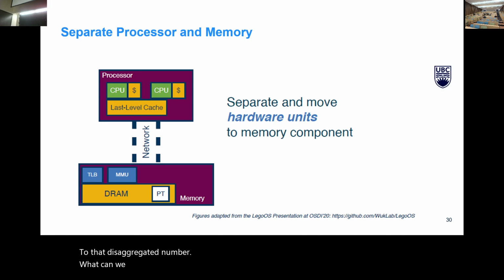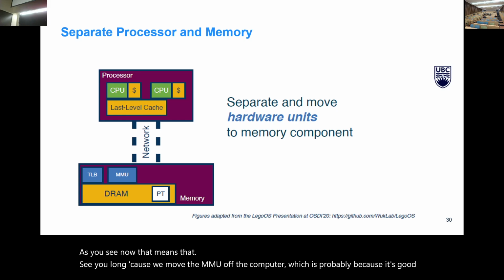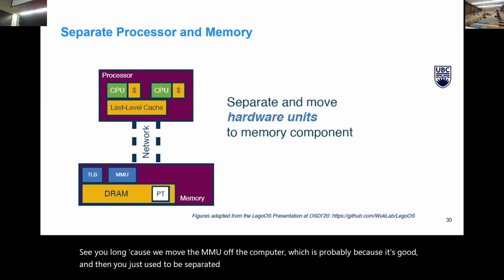Now, see, now that means that the virtual memory is exposed at the DRAM level, not at the CPU level. We moved the MMU off of the CPU, which is funny because MMUs used to be separated from the CPU. And it was about 20 years ago that we smooshed them together. Here we are tearing them apart.